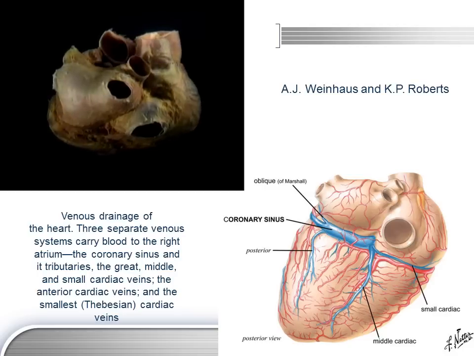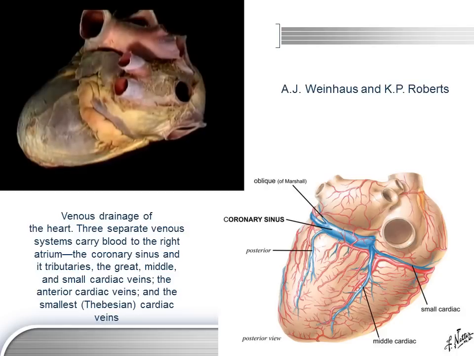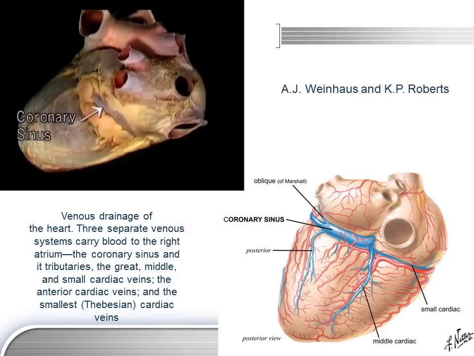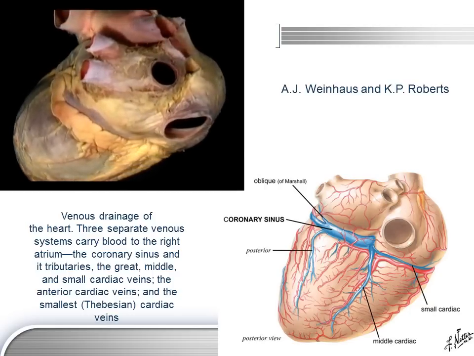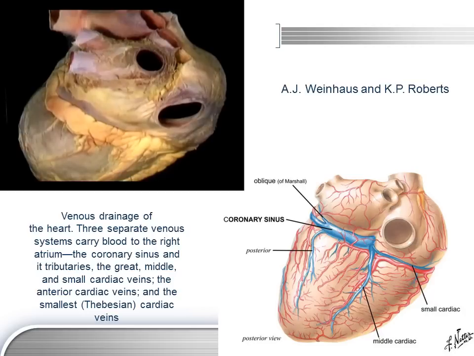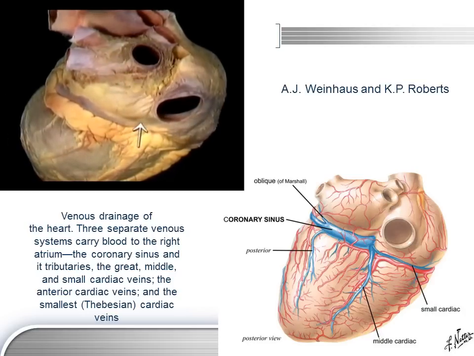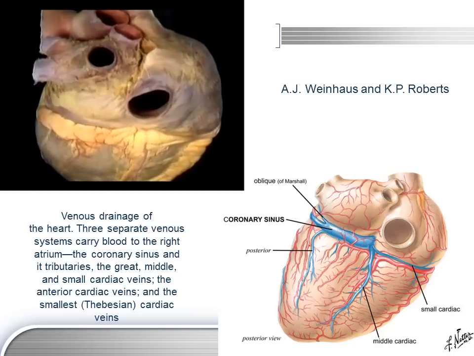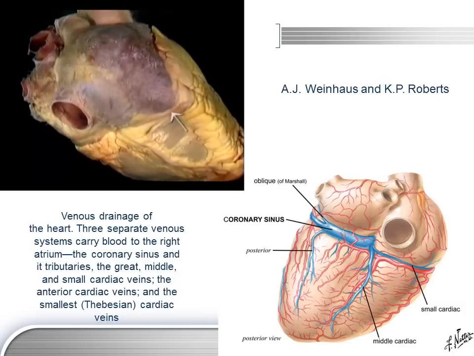Sinus ends by entering the underside of the right atrium here. Here's the coronary sinus in an intact heart. The coronary sinus passes around the left atrioventricular groove to the underside of the heart. Its opening into the right atrium is just below and in front of the inferior vena cava. Coronary veins from the right side of the heart also empty into the coronary sinus.